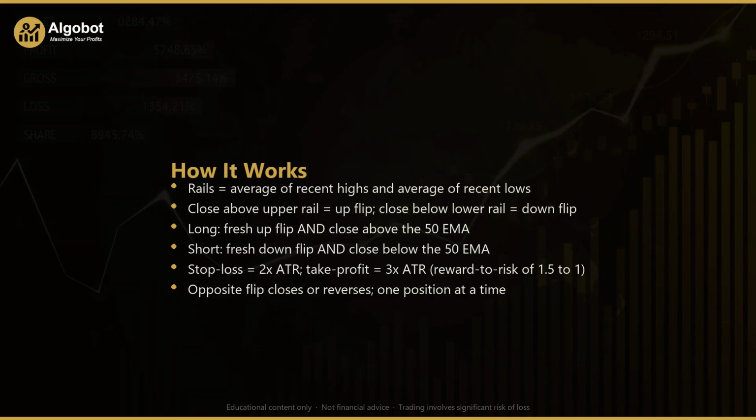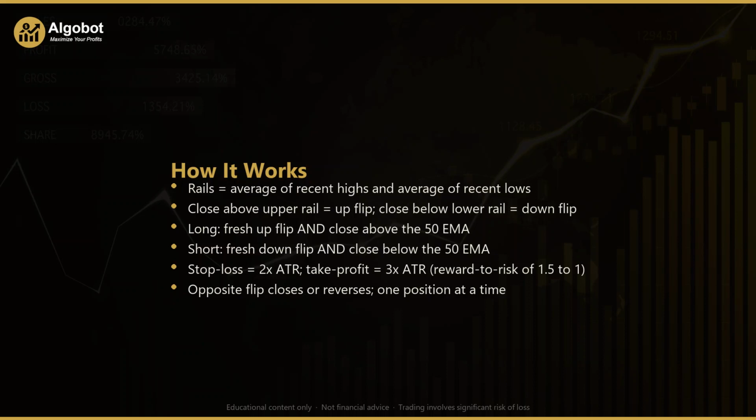Second, the trend filter. The EA also tracks a slower exponential moving average of the closing prices, 50 bars by default. This acts as a gate. A long is only allowed when the closing price is above that average, and a short is only allowed when the close is below it.